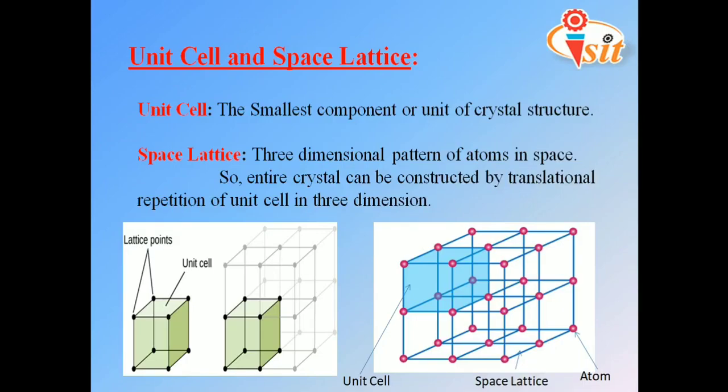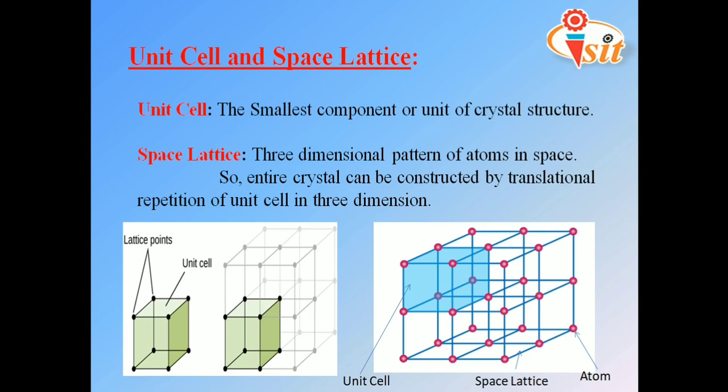Space lattice. As in the diagram, you can see a figure like we have some cube. So what is a cube? It is nothing but a geometrical three-dimensional entity which has a total of 8 corners. As you can see in the first figure, there are small spheres in black color.